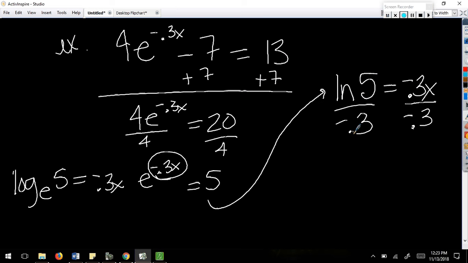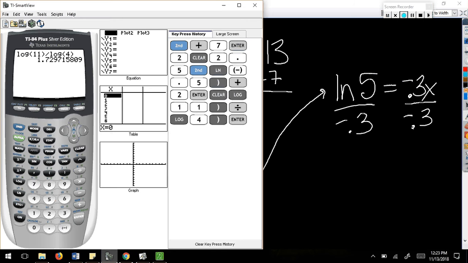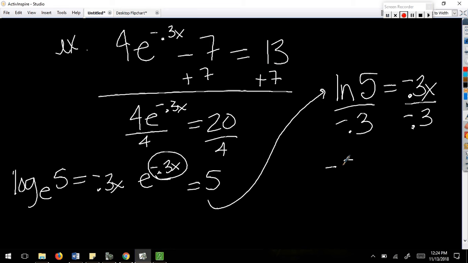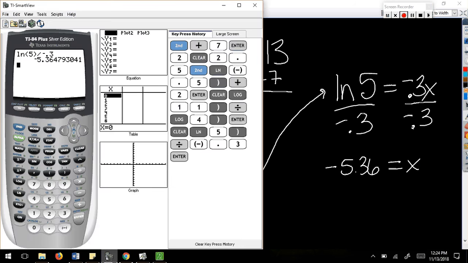So I'm going to use my calculator on this one. Natural log of 5 divided by negative 0.3 is negative 5.36. You want to see the calculator?